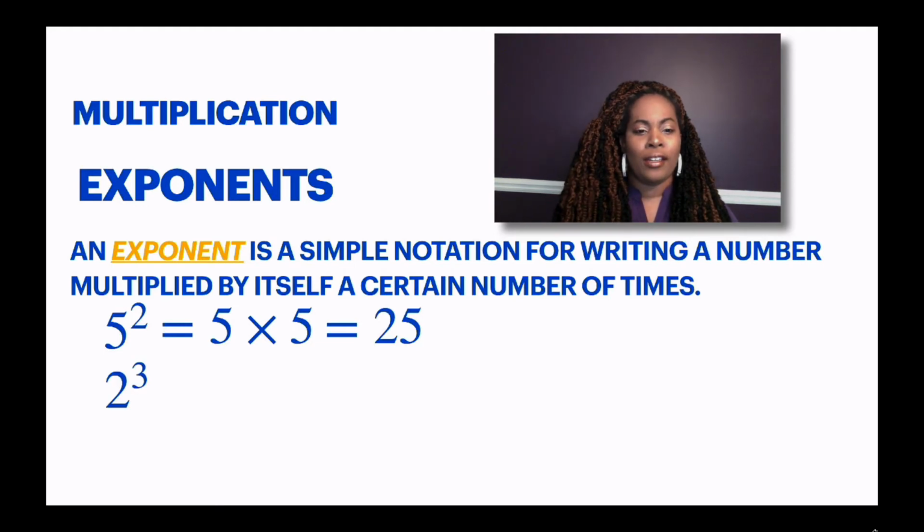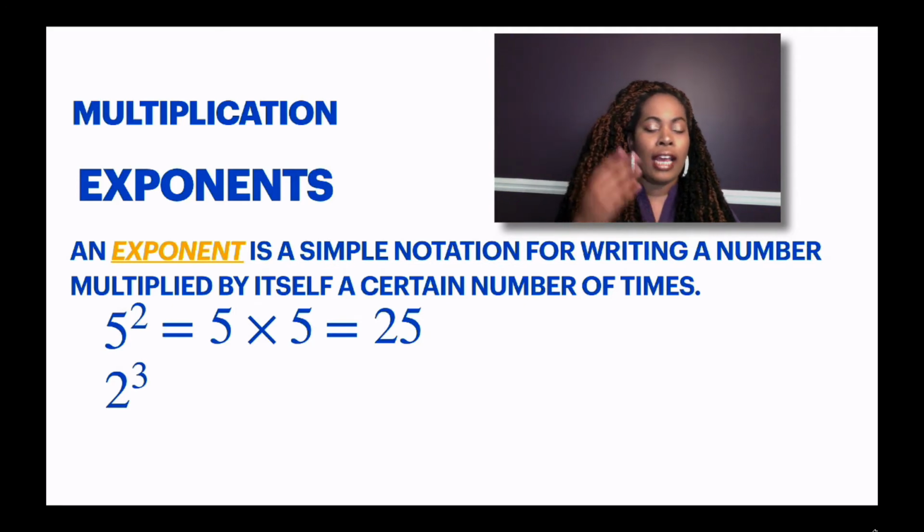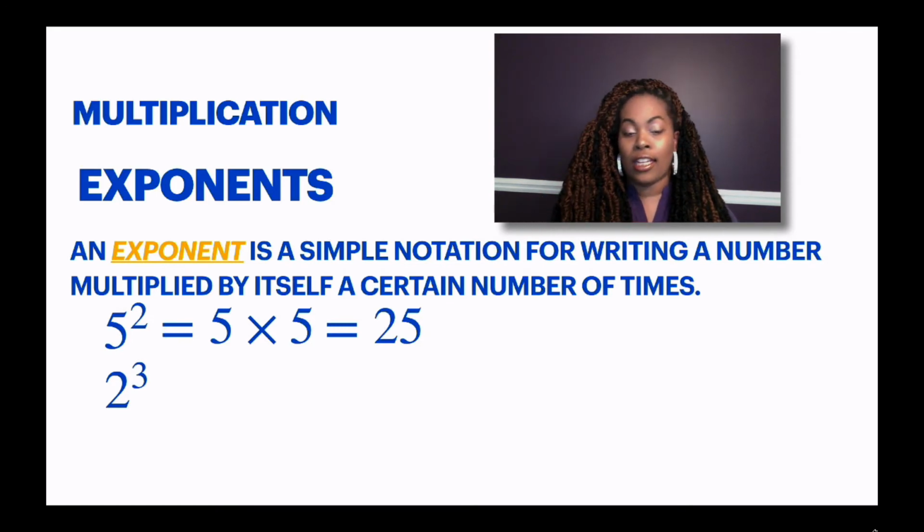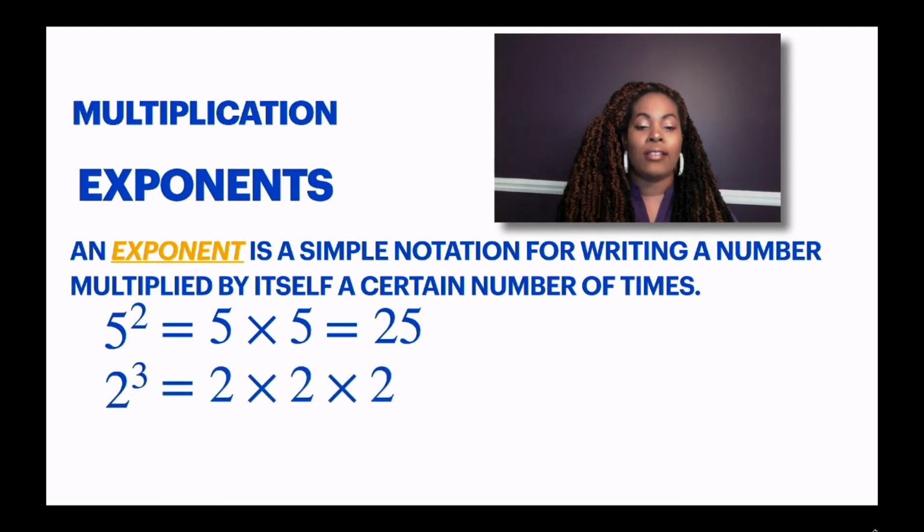What about this one? 2 to the third power, because that exponent is a 3. There's another way that we can call this, and we usually take the third power, we call that cubed. So the way we can say that is 2 cubed. So essentially what that means is 2 times 2 times 2. Now we know that 2 times 2 is 4. 4 times 2, the full answer is 8. So 2 cubed, or 2 to the third power, is equal to 8.